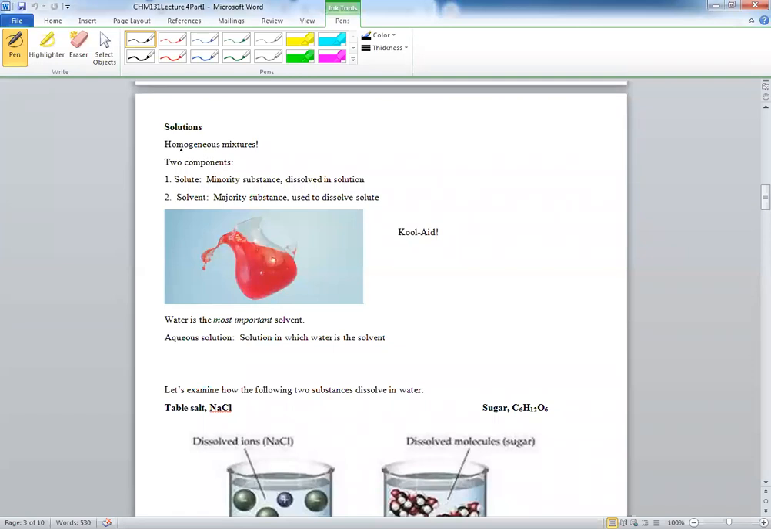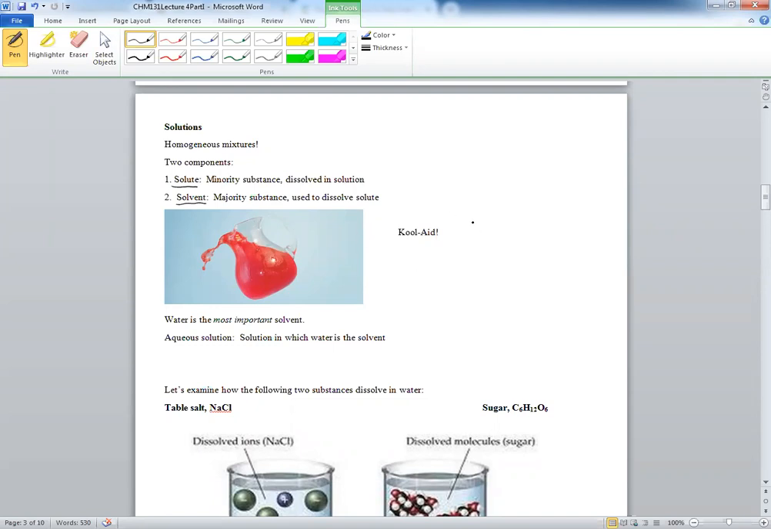So the other name for solutions is homogeneous mixtures. And in order for you to have a solution, you need two parts. And that is a solute, the minority substance, meaning this is what's used to be dissolved in solution, and the solvent, the majority substance, the substance that's needed to dissolve the solute.